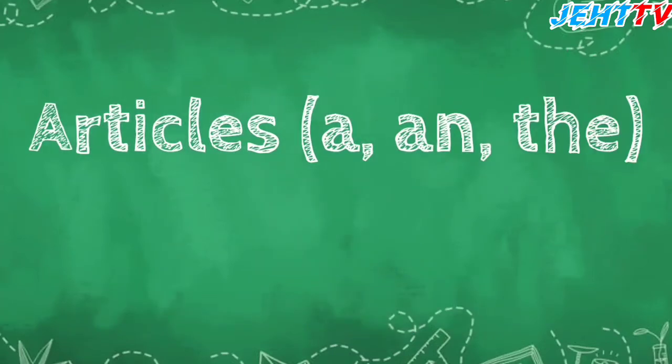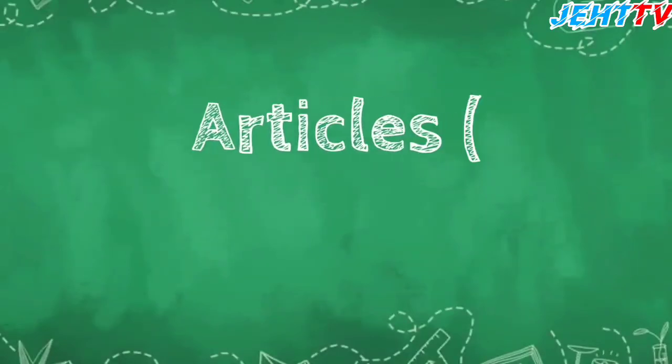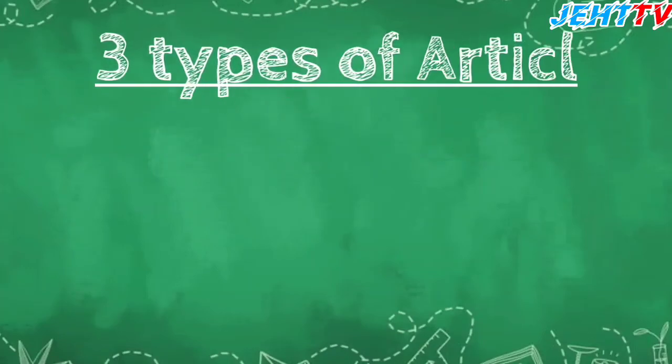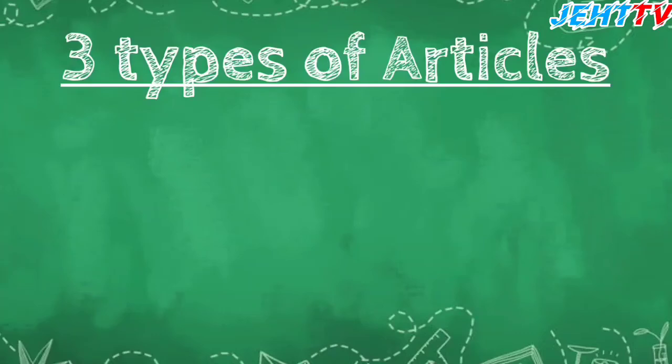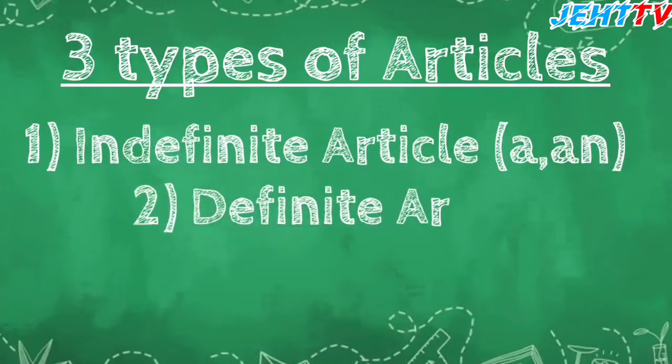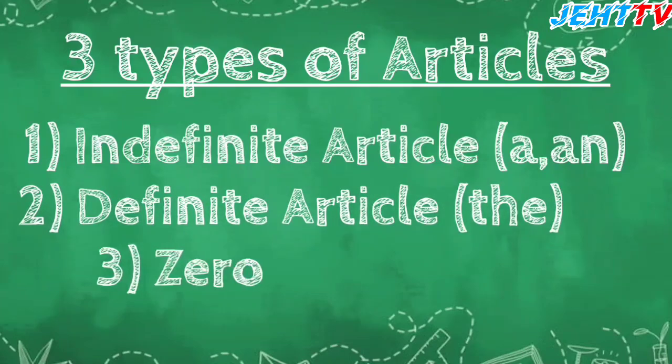So this is what we need to learn about articles a and the. Before I finish the lesson, let's recap what we have learned just now. How many types of article are there? The answer is 3, correct. So what are the articles? First one, indefinite article. Second, definite article. And third, zero article.